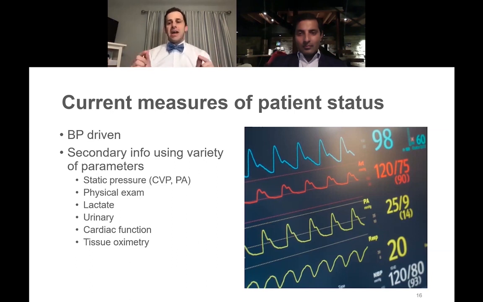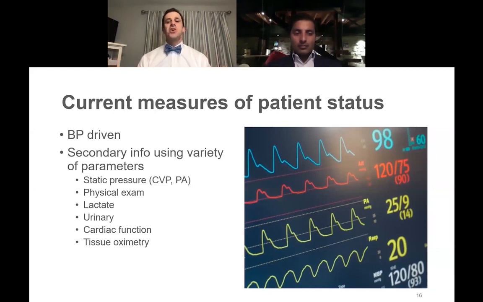We can now dial that in even further. We can look at static pressures like a CVP, a PA pressure. We can look at cardiac function. We can look at their output, their index. We can look at tissue level oximetry. So we've got all these tools at our disposal that we can be using together in concert to really understand the patient. And if we understand the patient in front of us, then we can make evidence-based, individualized, but protocolized decisions. And that's really what we're after here. So we can go to the next slide.